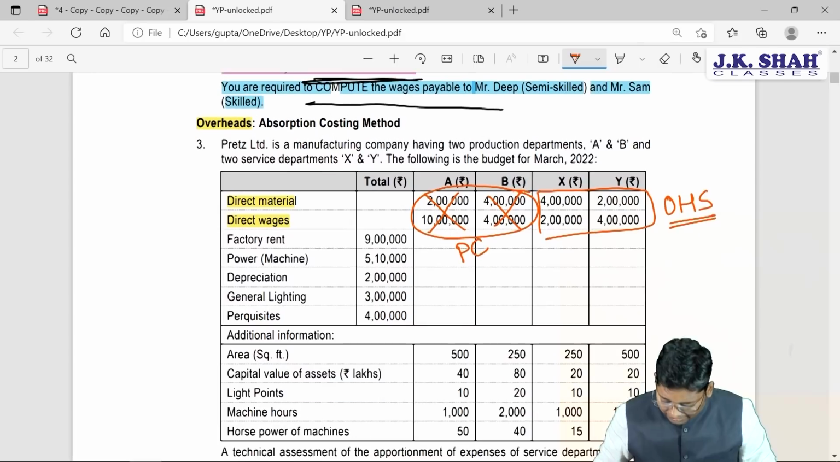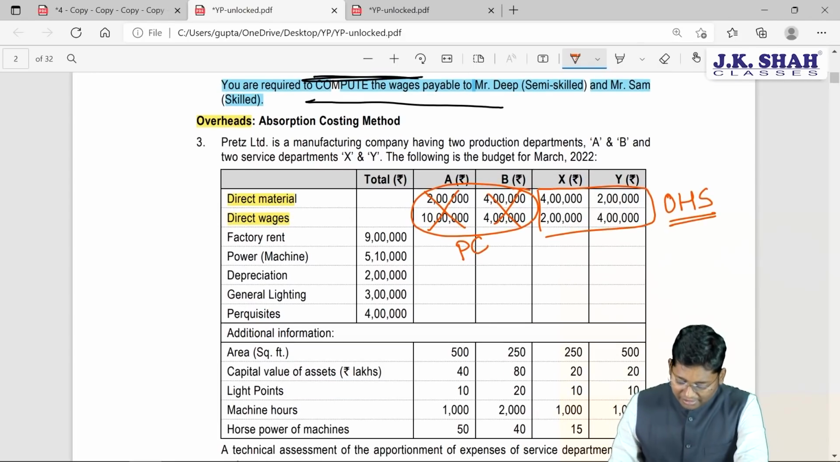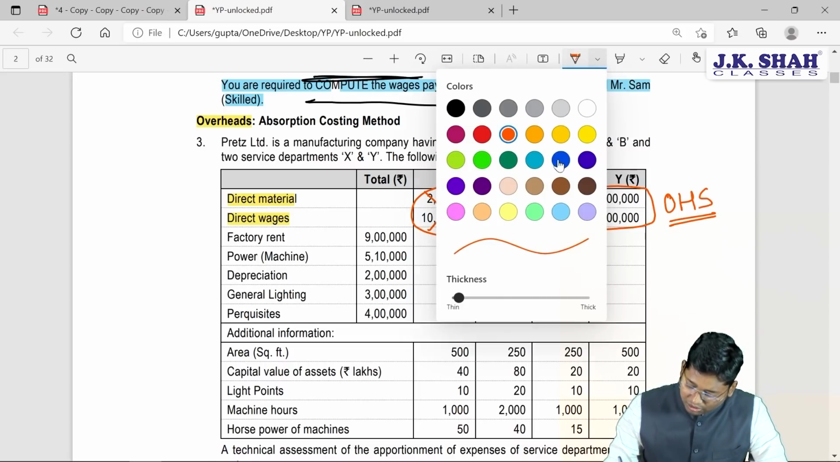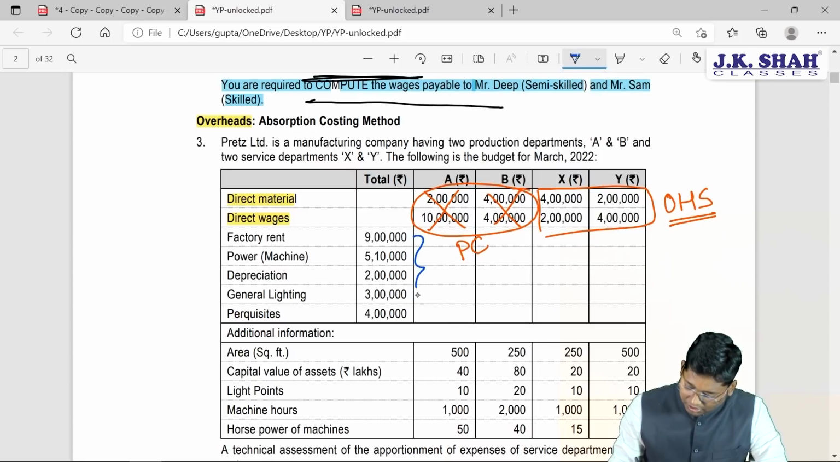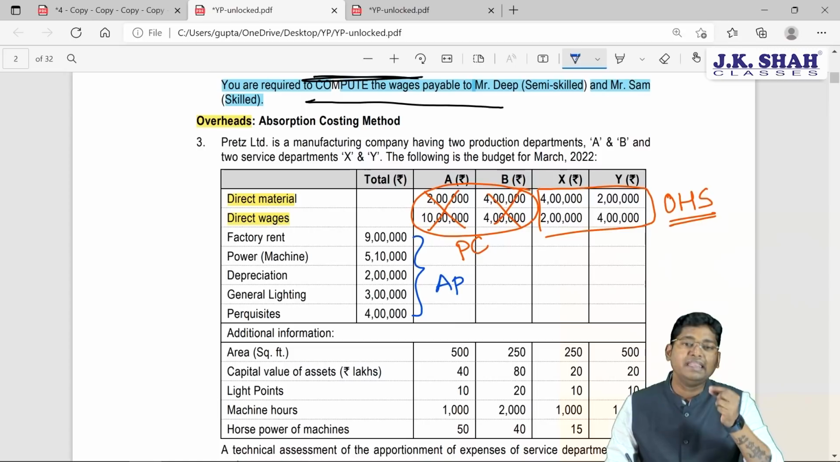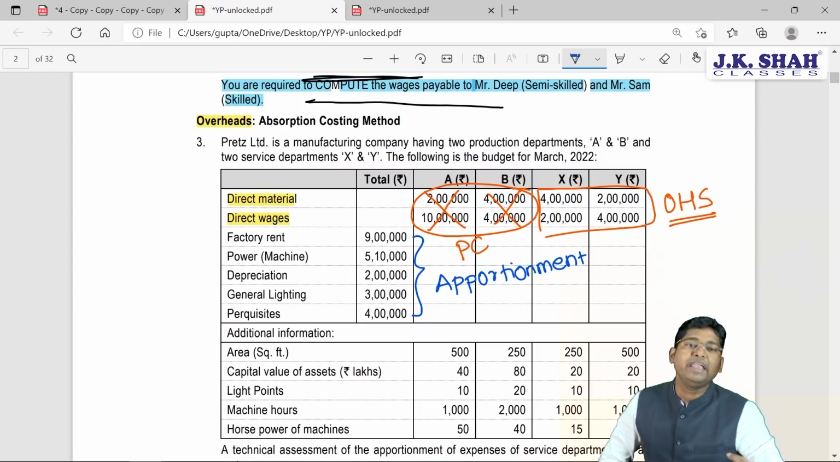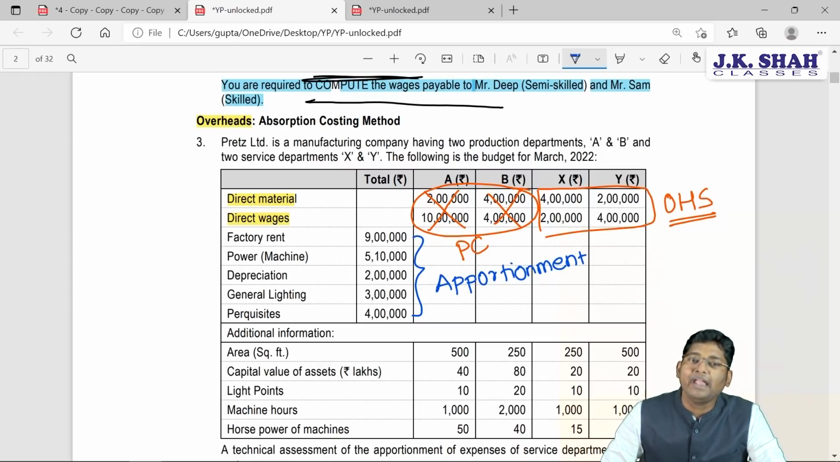So, this is the data given. Factory rent, power, depreciation, general lighting, perquisites, total amounts are given, but the total amounts are not further bifurcated amongst departments. When this bifurcation is not given, when any overhead is given as a common expense, the step which comes is called apportionment of overhead by considering the common and most appropriate basis.